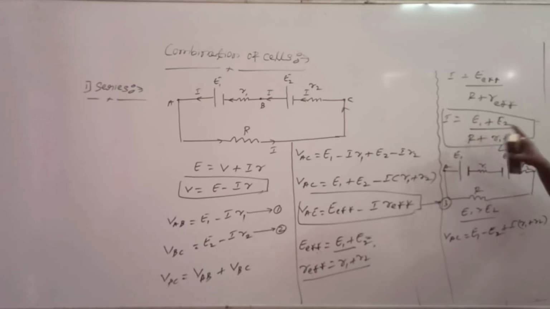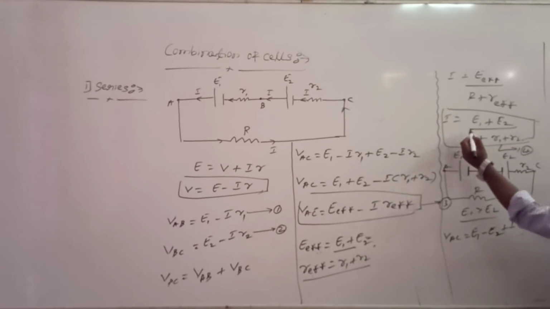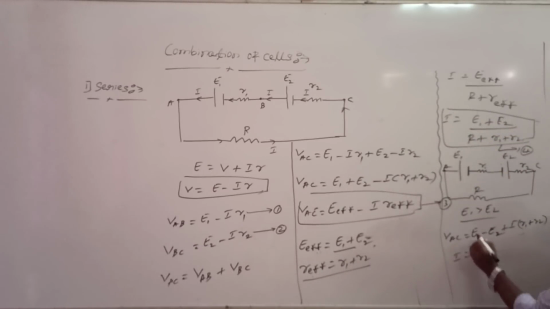Similarly, you can modify the current also. How to write this current? I equals E1 plus E2, and E1 plus E2 can be replaced by what value? E1 minus E2, divided by how much? Capital R plus R1 plus R2.